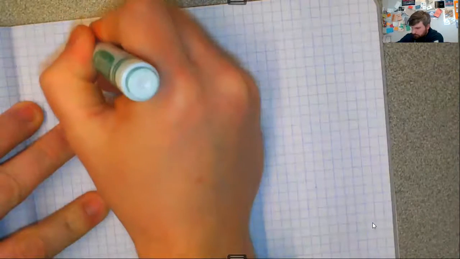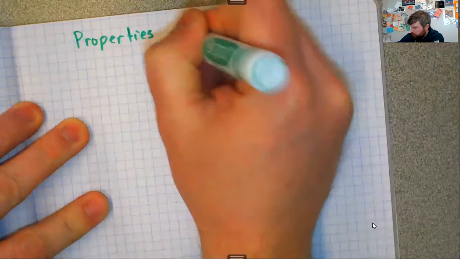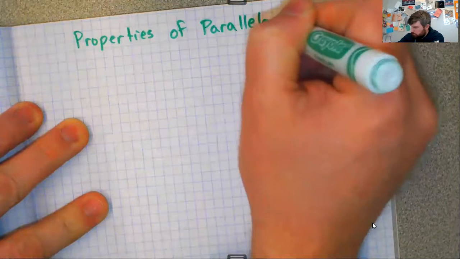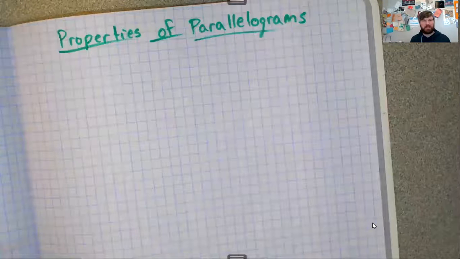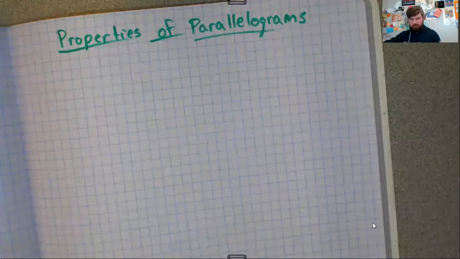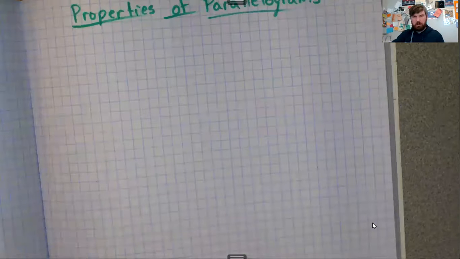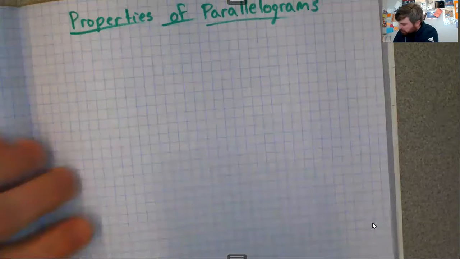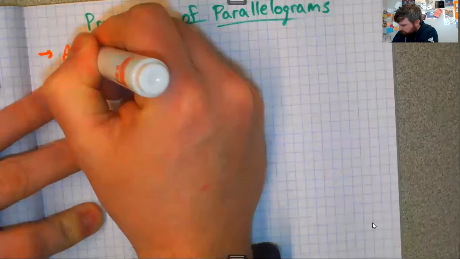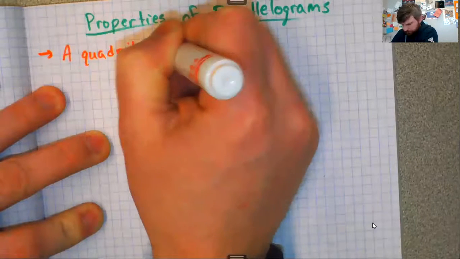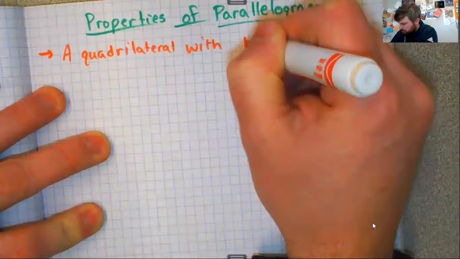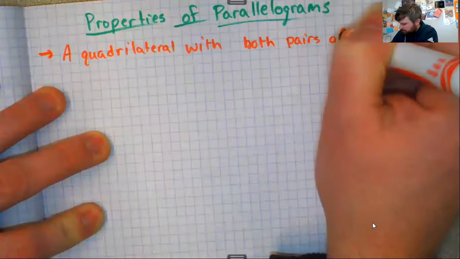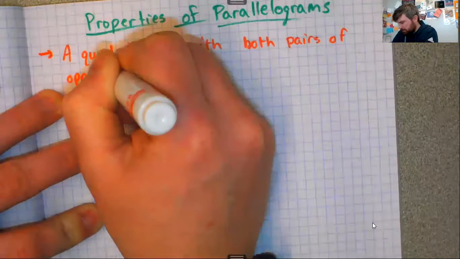All right, so we're on page 95 again. And this is properties of parallelograms. Okay, so a parallelogram is a quadrilateral, which means it has 4 sides. And more on that, it has 2 sets of parallel sides. So by definition, a parallelogram is a quadrilateral with both pairs of opposite sides parallel.